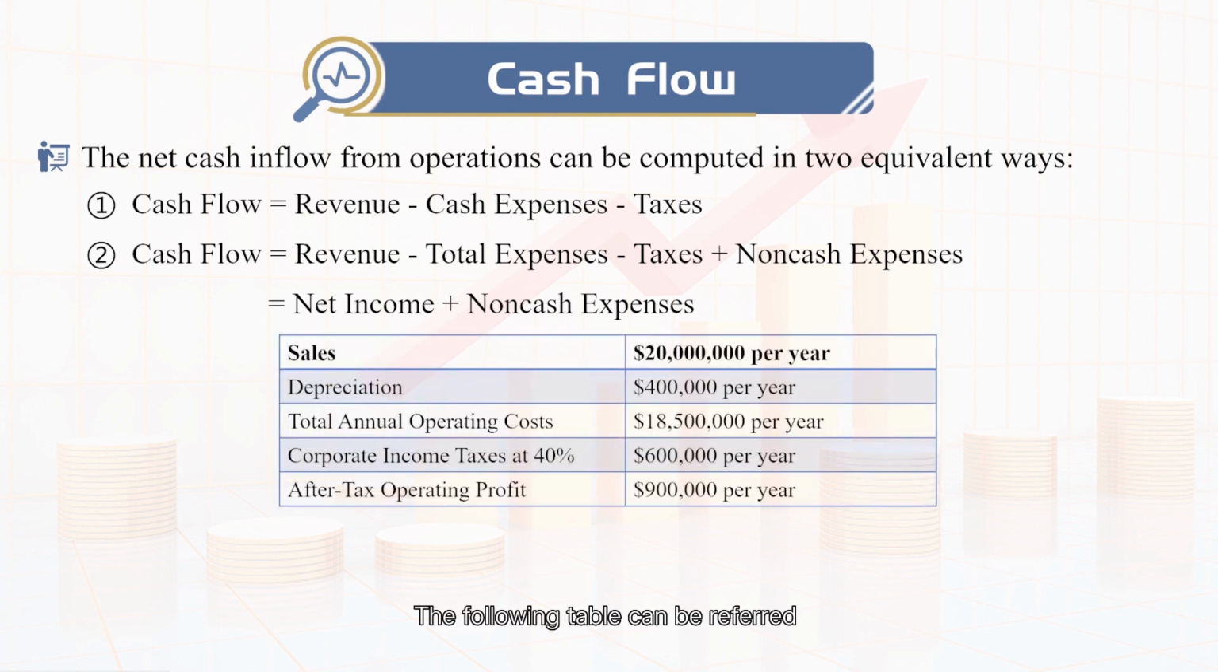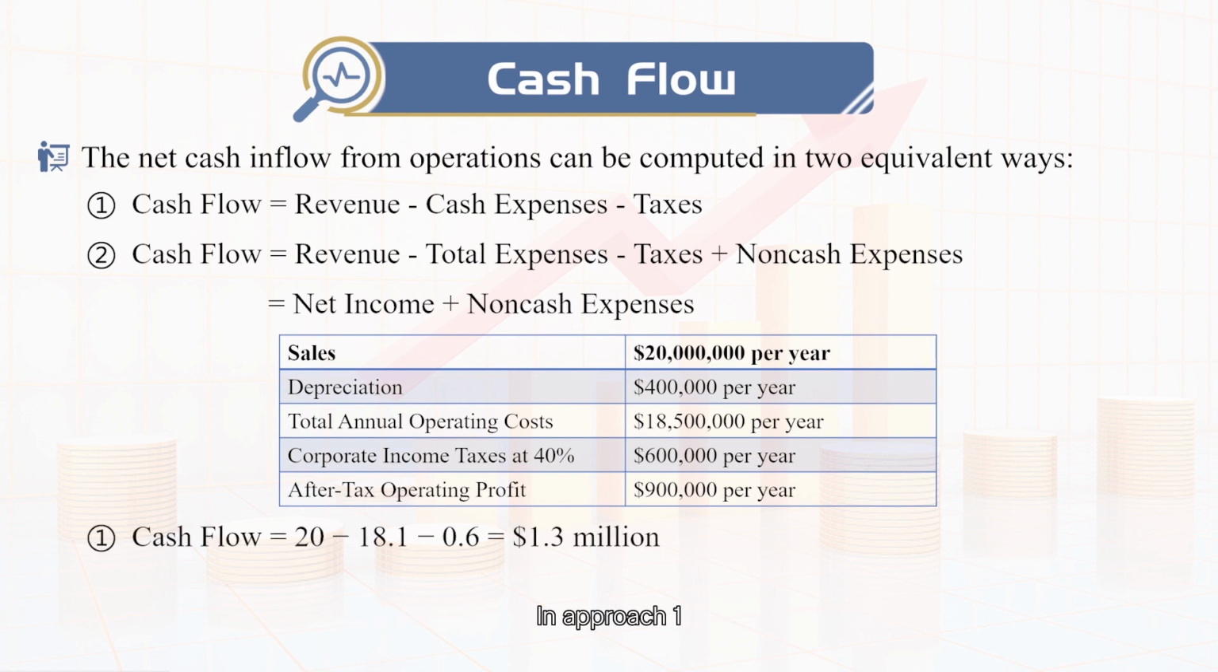The following table can be referred to, and it is selected from the formal forecasting table. In approach 1, the revenue is sales, $20 million. The cash expenses are the total annual operating costs minus the depreciation, that is 18.5 minus 0.4, which is $18.1 million. And the taxes are corporate income taxes at 40%, $0.6 million. So the cash flow is equal to 20 minus 18.1 minus 0.6, which is $1.3 million.